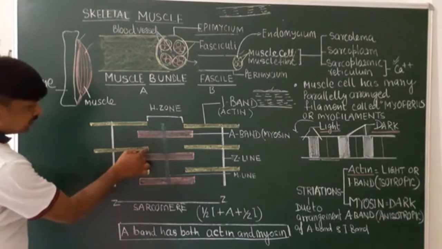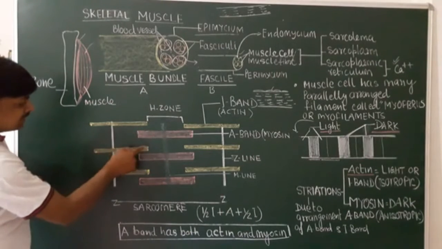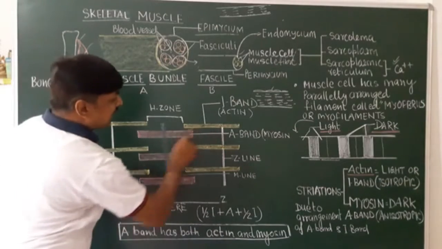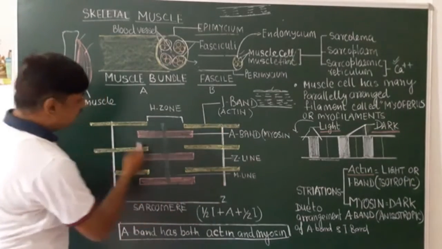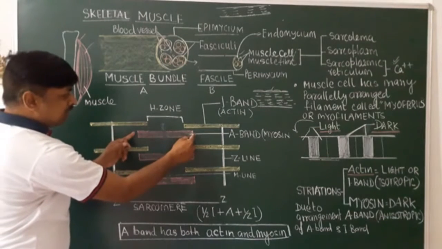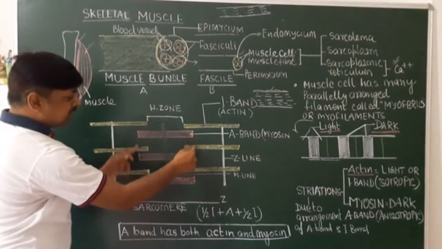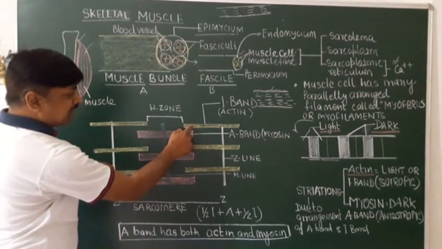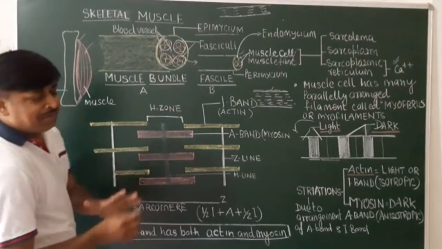Clear? Look at this entire part: you can see this entire is the I band and actin. This whole thing is actin. In its center you can see the Z line. Here you can see the Z line. Clear? And here in the middle you will see this is the myosin and thick filament. Myosin and thick filament. And what is this? I band, actin and thin filament.